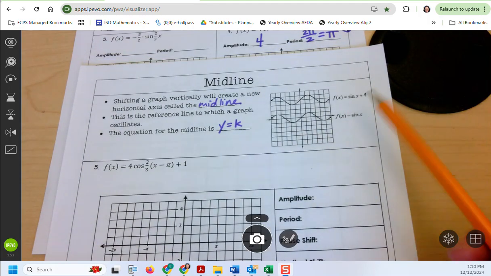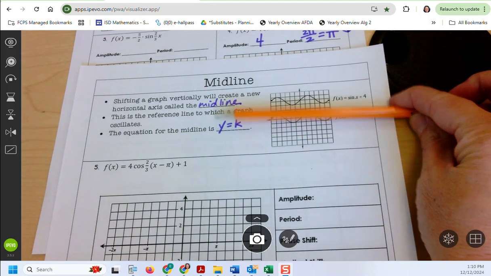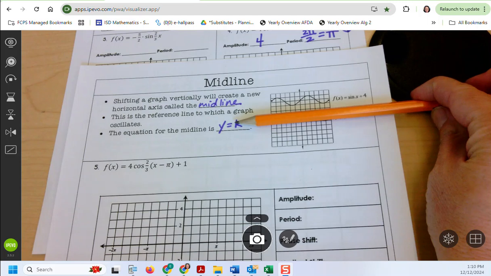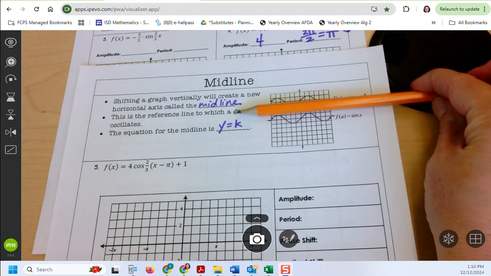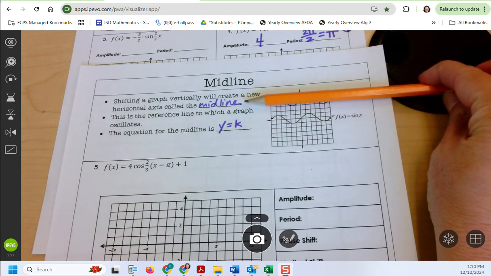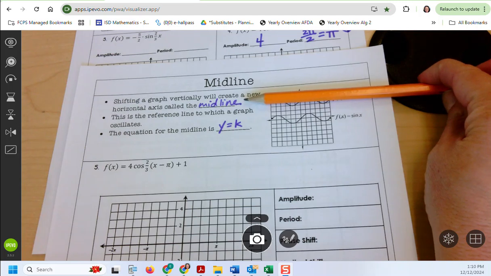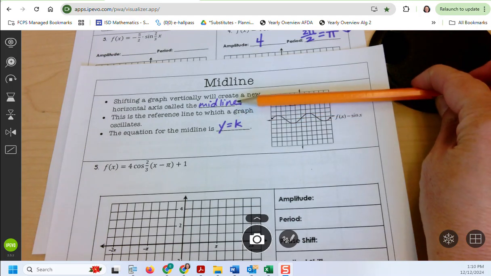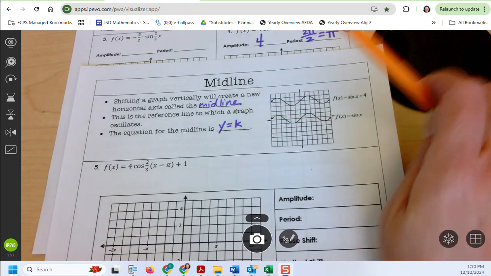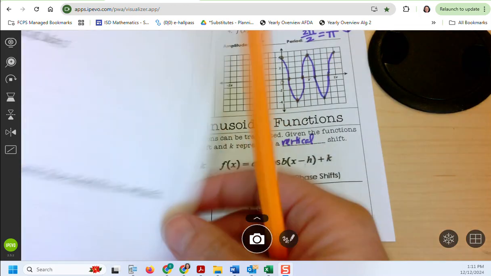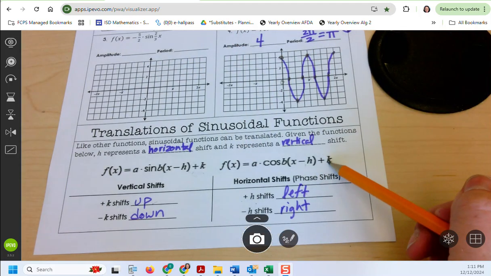When you shift up and down, that shifts the middle of the graph. So normally the middle of the graph would be at y equals 0, but the whole graph will shift up, which moves the middle of your graph, and that is called the midline. So the equation of the midline is y equals, and whatever that number is in the middle. And it's going to be the same number as you have right here. It's going to be your k value.